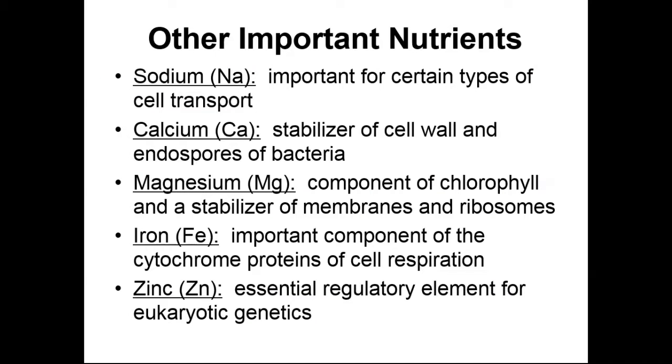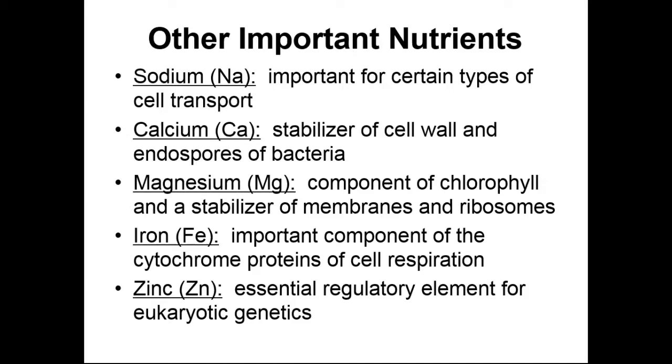Other important nutrients that are present in the cell include sodium, which is used for cell transport. Depending on the kind of cell transport, you can have either active or passive. Calcium stabilizes the cell wall in our bacteria and the endospore barrier in bacteria.